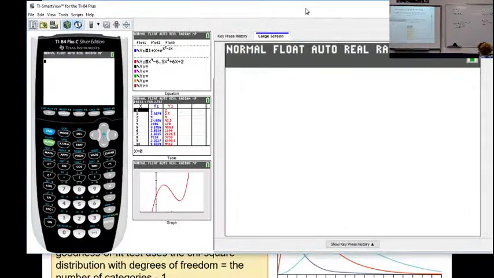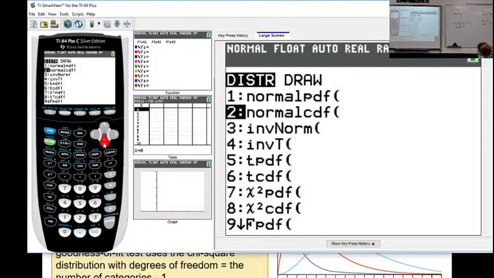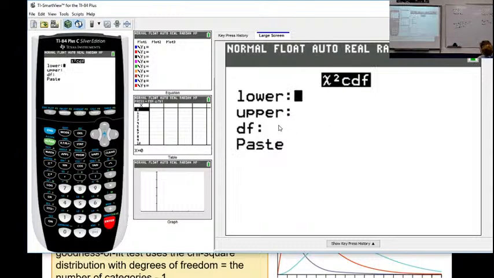We're going to go into the distribution menu, same place that normal CDF and all those are. You're going to be able to do this in stat tests eventually, but I'm going to show this here. We're going to go chi-square CDF. And again, it's going to have lower, upper, and then it's going to ask for degrees of freedom. So our lower is the 10.18, and then our upper is going to be a really big number. So everything to the right of 10.18. Degrees of freedom was 6 minus 1, which is 5.